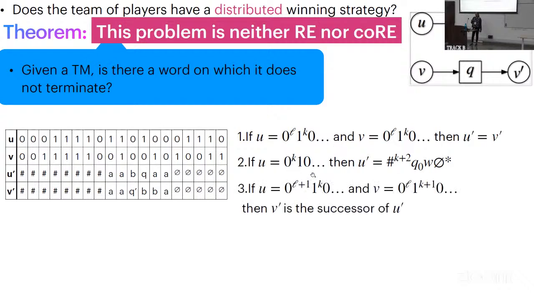Then if u gets a k length one block and v gets a k plus 1 length one block, we want v prime to be the successor of u prime. Here I have adjusted the length of the padding before, so that the zeros are again aligned, and that is what I have displayed in the picture. You can see that the length of the one block in v is 1 plus the length of the one block in u, and the end marker, this 0, is aligned. So I want it to produce these sharps until here. After that, you have some Turing machine configuration. That's what I would expect.